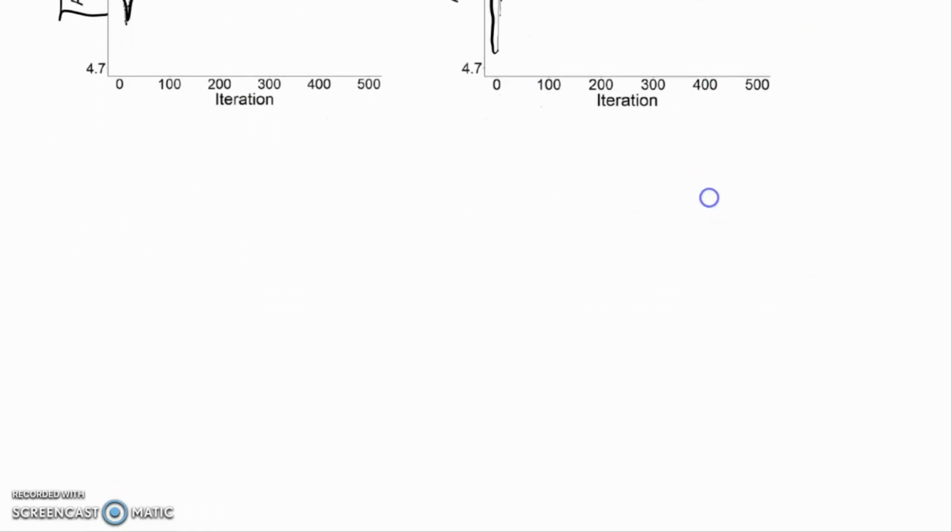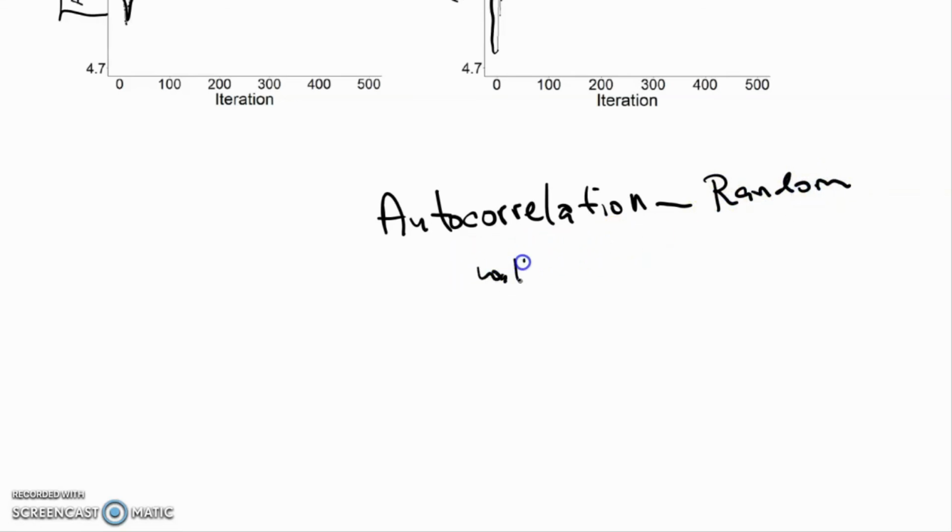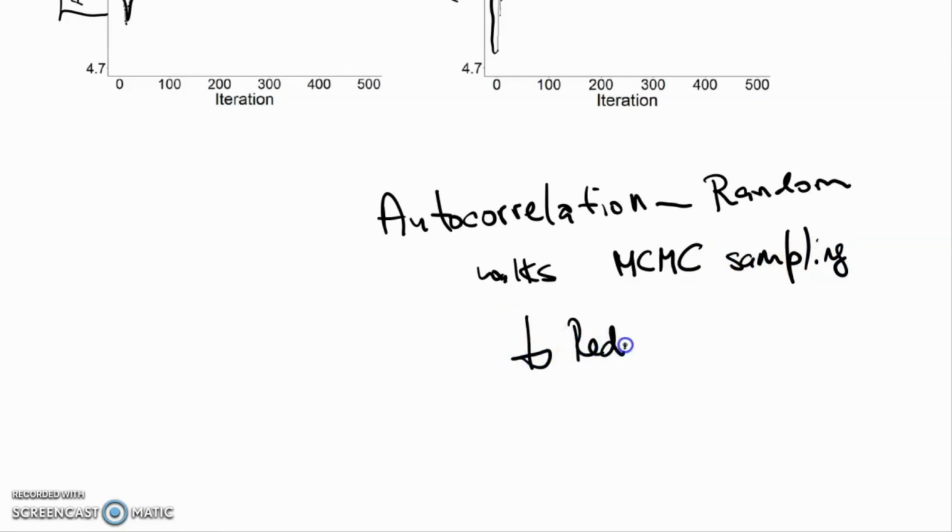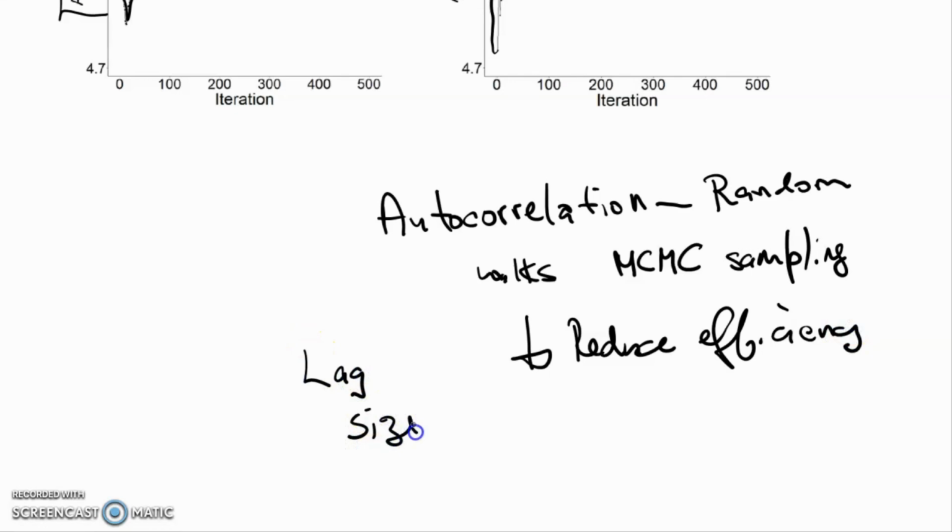So, bottom line, autocorrelation is a feature of random walks, the sort of thing that we're going to see in MC sampling, Markov chain Monte Carlo sampling, and it's going to tend to reduce the efficiency. And we also saw that lag size is important and that autocorrelation tended to decrease with increasing lag size.